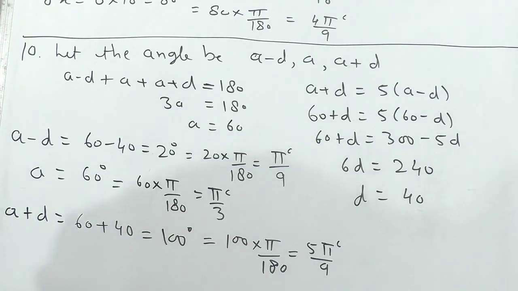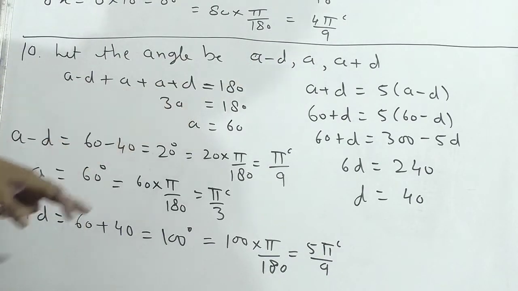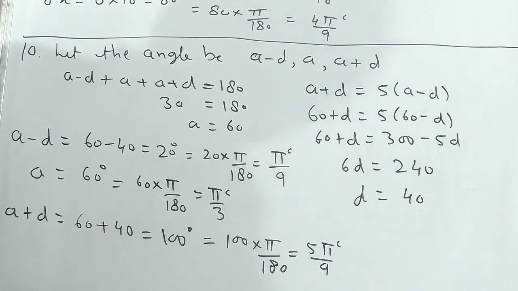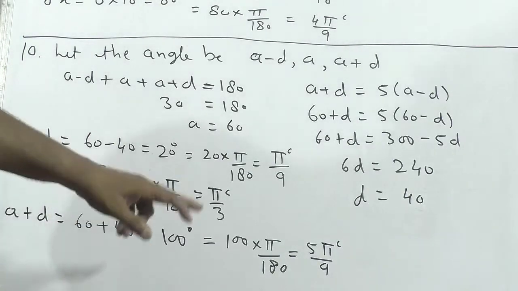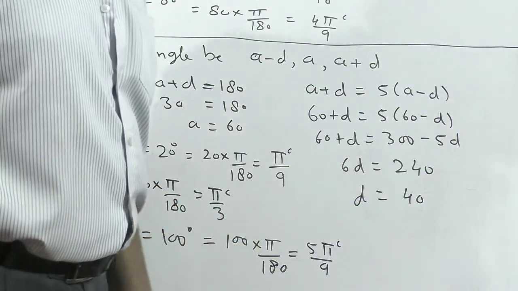Correct? A equals 60 degrees directly. 60 into pi by 180, pi by 3 radian. Okay? A plus D, 60 plus 40, 100 degrees. 100 pi by 180, 5 pi by 9 radian.